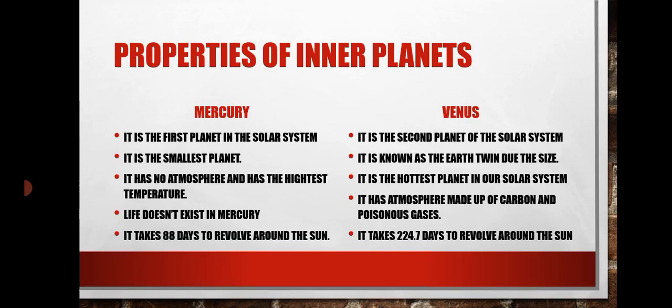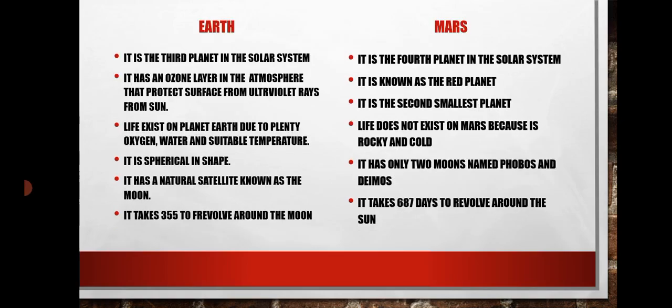Venus is the second planet of the solar system. It is known as the Earth twin due to the size, meaning it has the same size as that of the Earth. That's why we call it the Earth twin. It is the hottest planet in our solar system. It has an atmosphere made up of carbon and poisonous gases. It takes 224.7 days to revolve around the sun. That's Venus. Let's go to the Earth and also Mars as well.